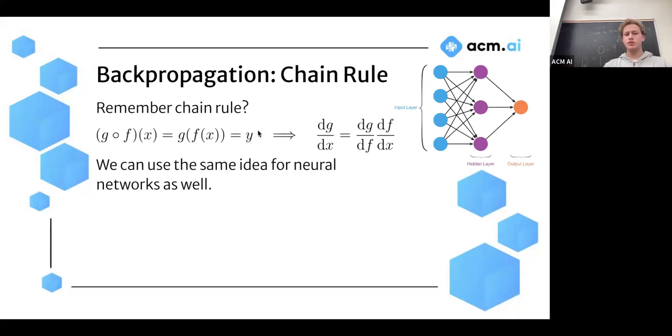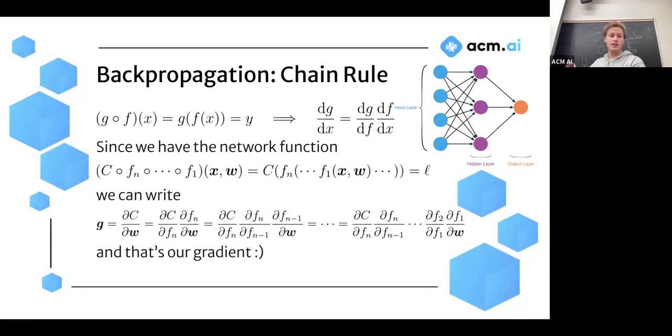So as a recap of chain rule, if we have a composition g of f of x, we get dg over df times df with respect to dx, and we can use the same idea for neural networks. What we're going to wind up getting is a lot of gradients, lots of chain rule, just so we do it for each layer.